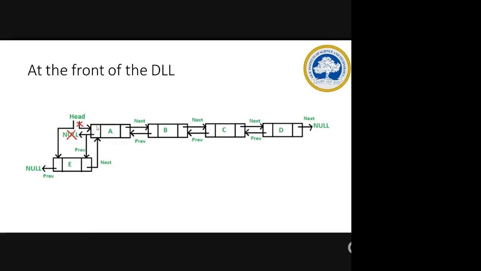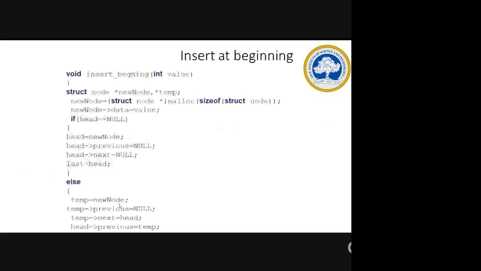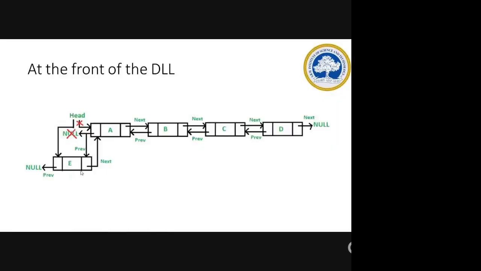That is, this link has to also come. There is a reverse link from A also. So this also should be done. So this is already named as head, right? So head of previous, that is head of previous. So head of previous is, this is temp.